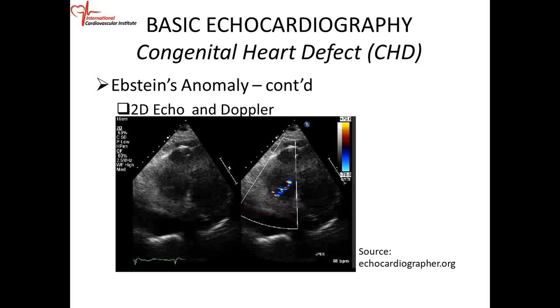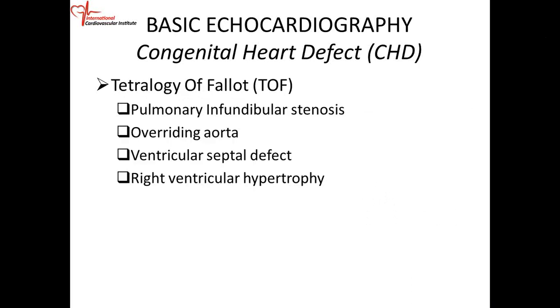The next defect we're going to look at is tetralogy of Fallot, and tetra means 4. You have to know the 4 defects associated with tetralogy of Fallot. You get pulmonary infundibular stenosis, that's obstruction at the right ventricular outflow tract. Overriding aorta, so you have a VSD with the aorta overriding the ventricular septum, and right ventricular hypertrophy. Those are the 4 defects associated with tetralogy of Fallot.